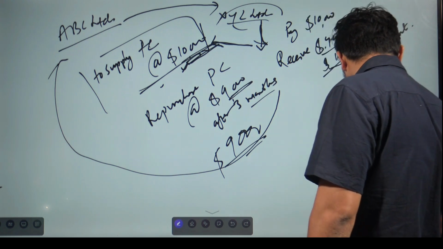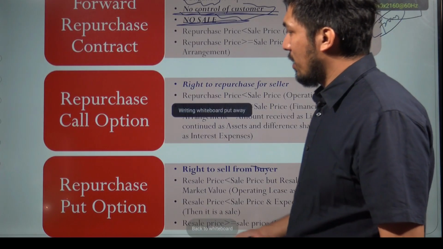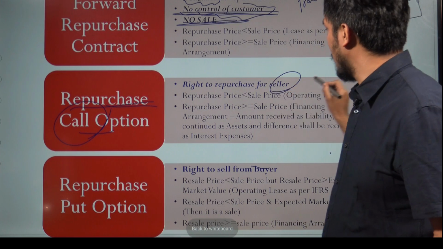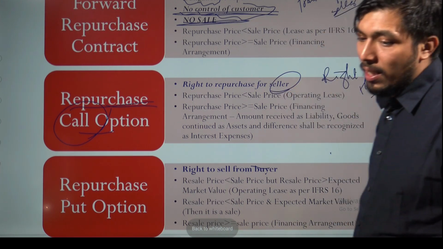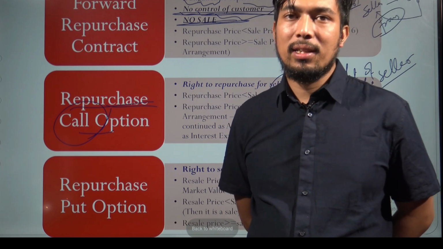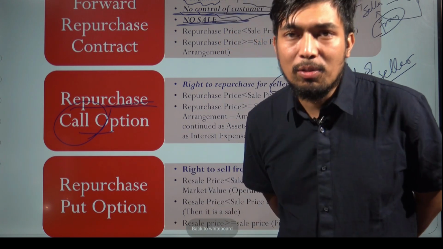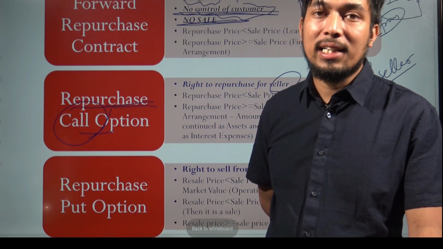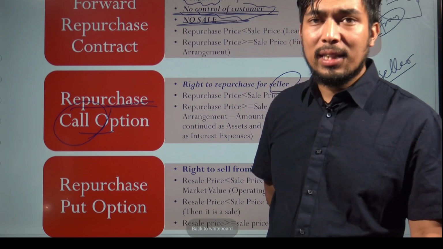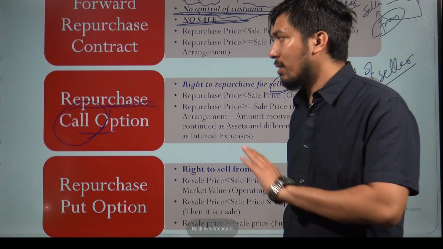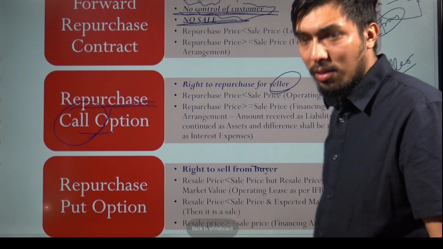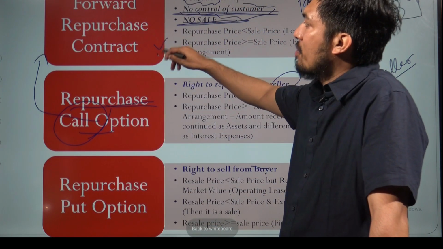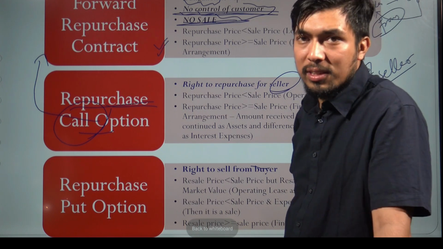Okay, so let's discuss another special scenario, that is a repurchase call option. Repurchase call is the right of the seller. If the seller is making an agreement with the buyer that he will sell a product and then he will have the right to repurchase that asset, then again there is no transfer of control of the asset, because there is no right with the customer, but the right lies with the seller, that he can repurchase the asset. That is a repurchase call option. It is similar to the case of a forward repurchase contract. It is also a right of the seller or obligation of the seller to repurchase the assets at a future date.